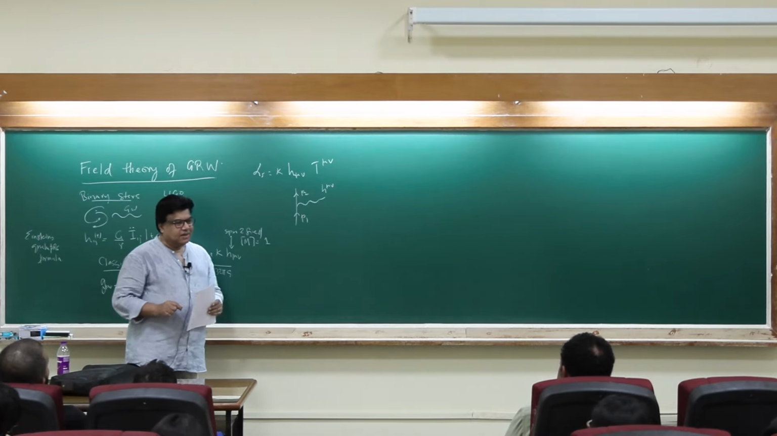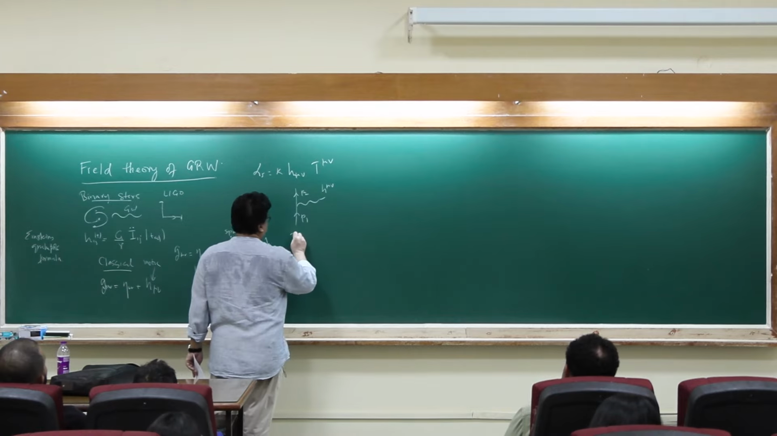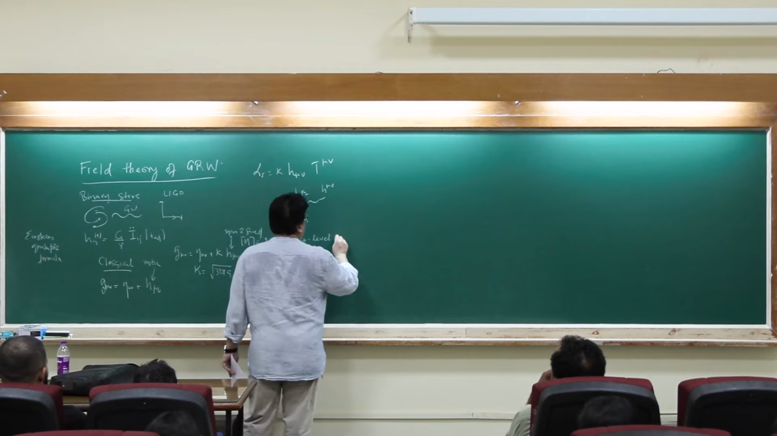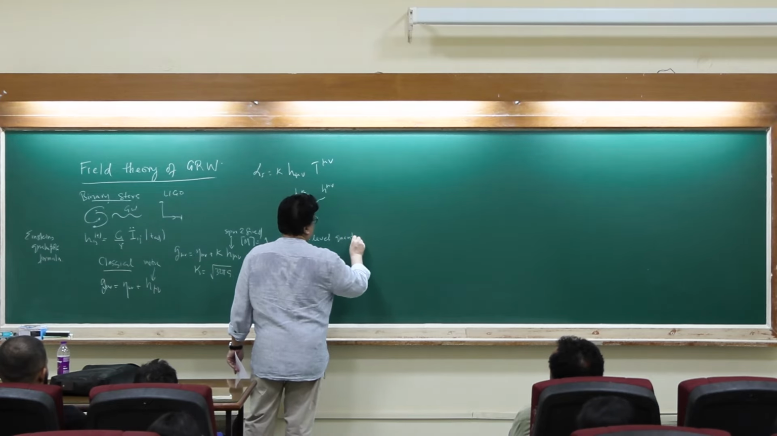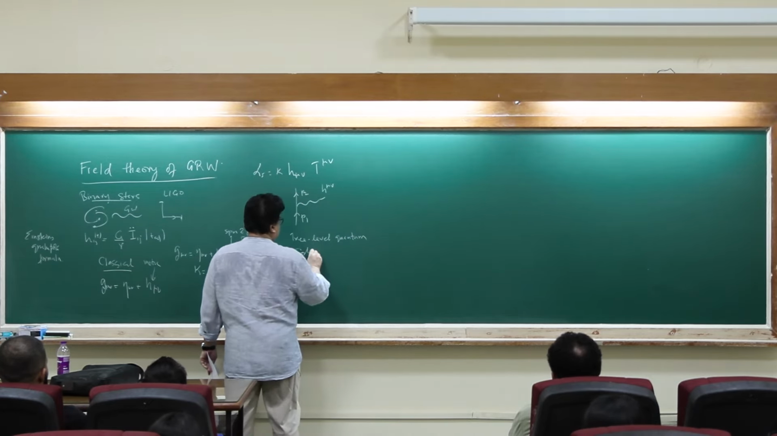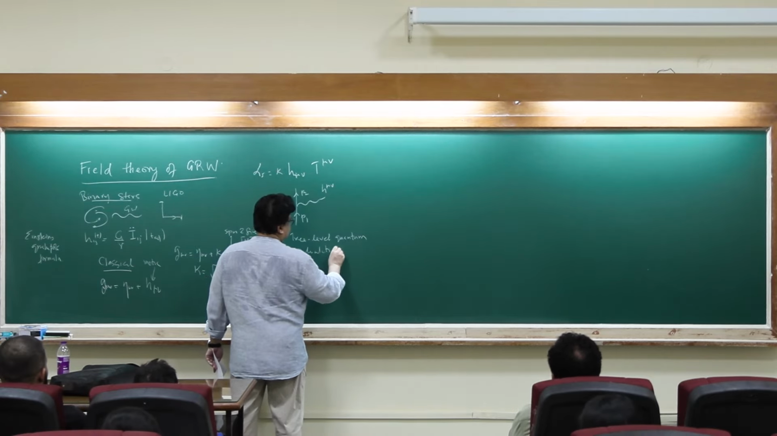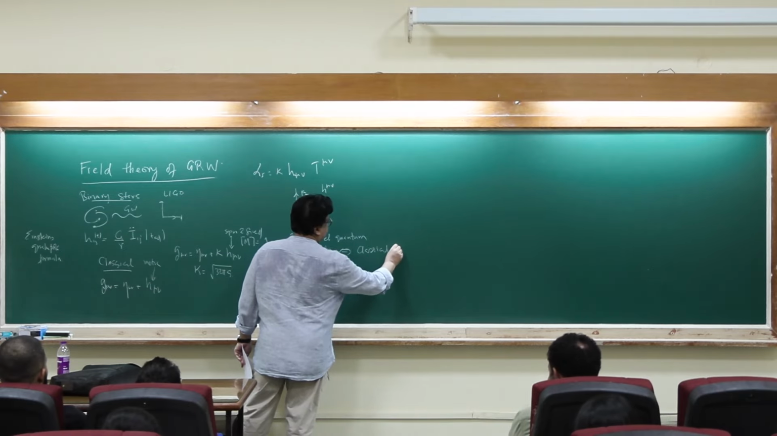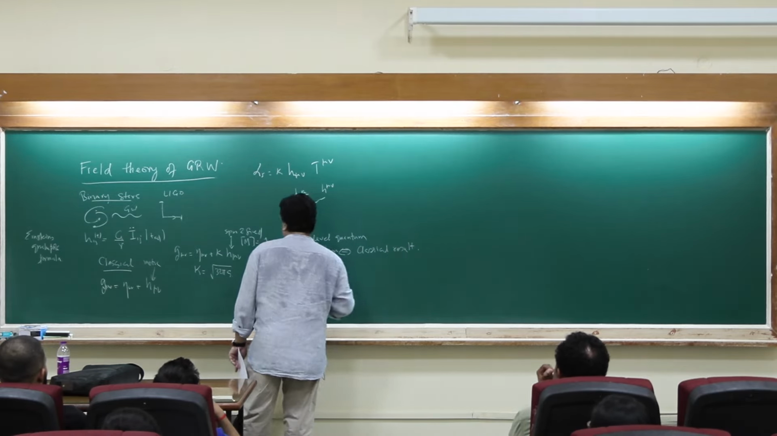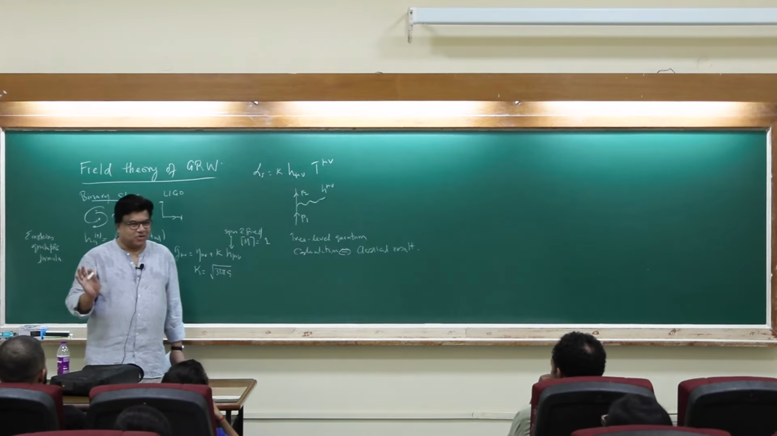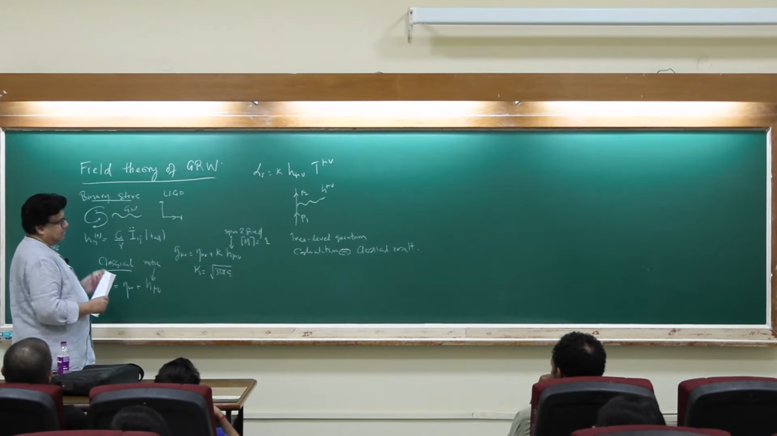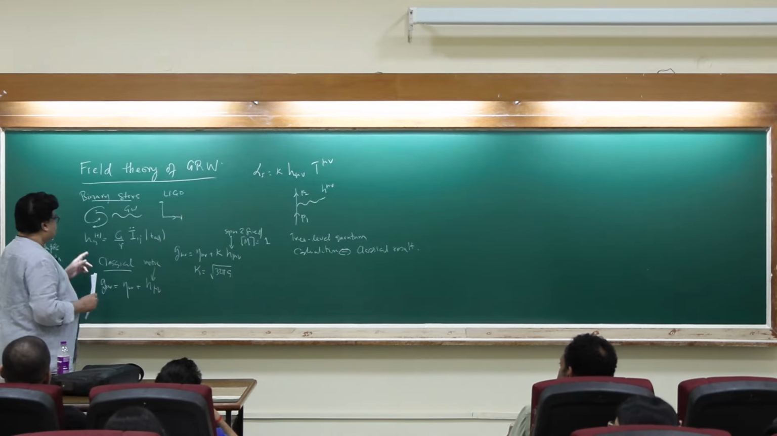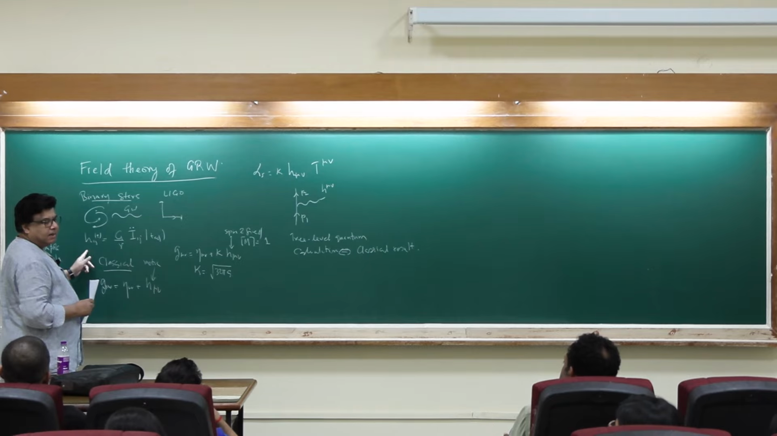Okay, so any tree level quantum calculations give you the same as the classical result. So the purpose of this calculation is just to get your normalization right and say that okay, the formalism works in the quantum treatment. So what was the calculation?